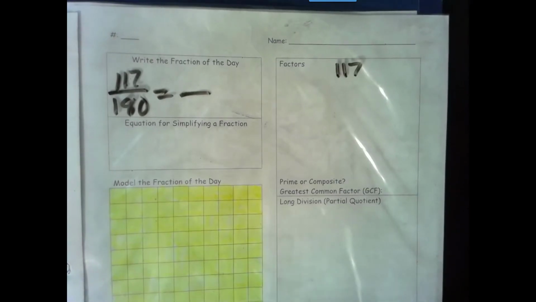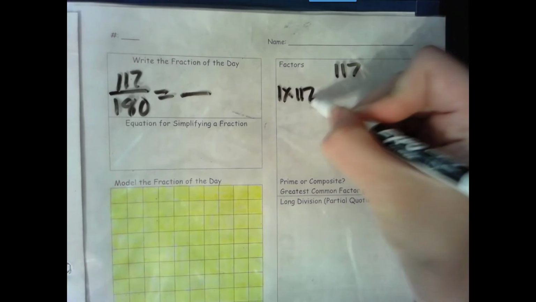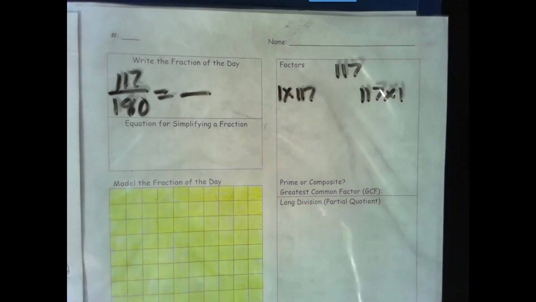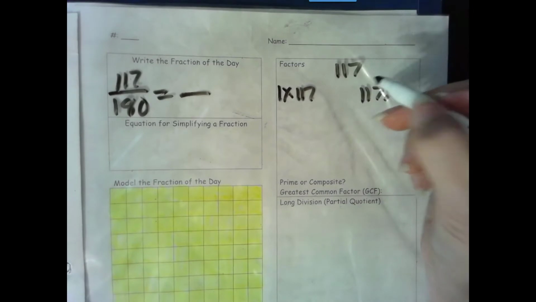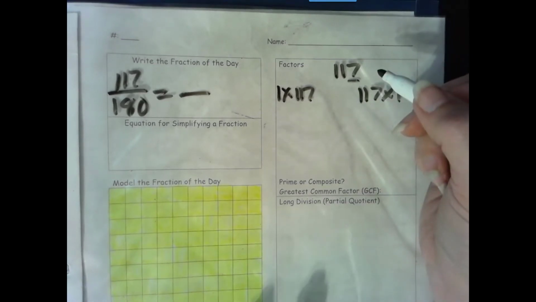Our numerator is 117. 2 factors we always know are 1 and the number itself. Using the commutative property, we have 117 times 1. Now we're going to go through our divisibility rules in order so we don't miss any possible factors. So in order, after 1 is 2. The rule for 2 is that it ends in an even number. 7 is odd, so 2 is not a factor. And if 2 is not a factor, no even number will work.